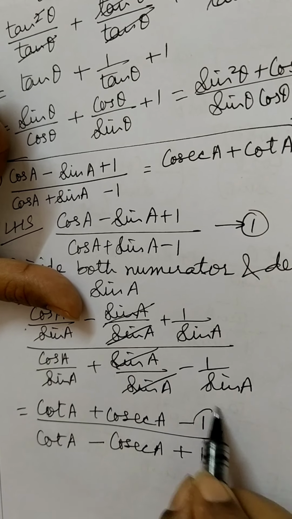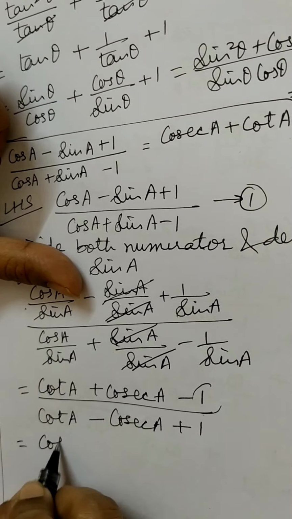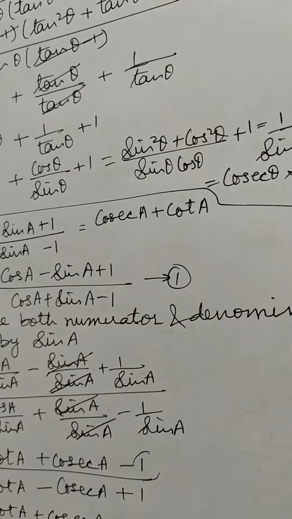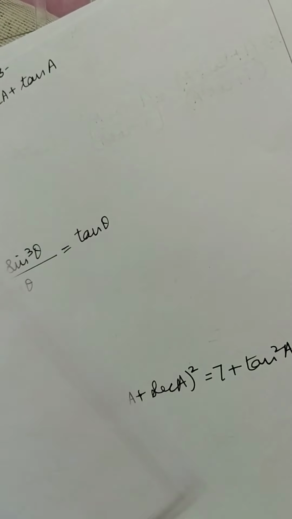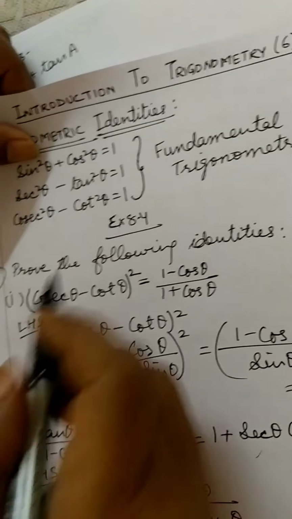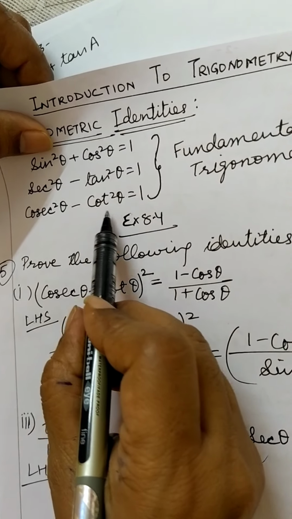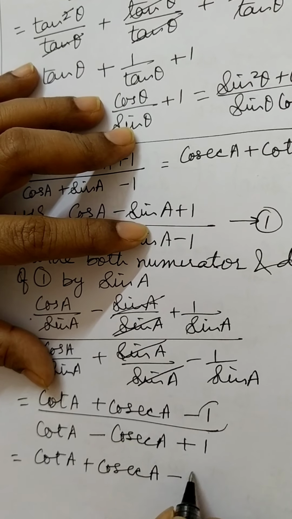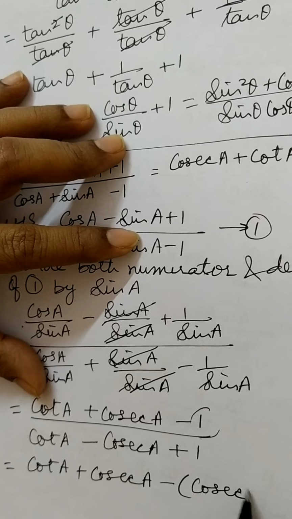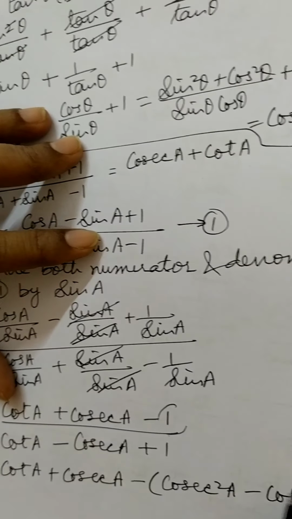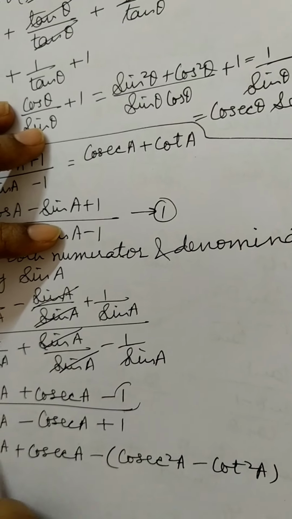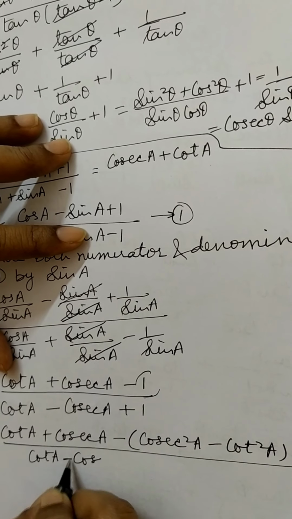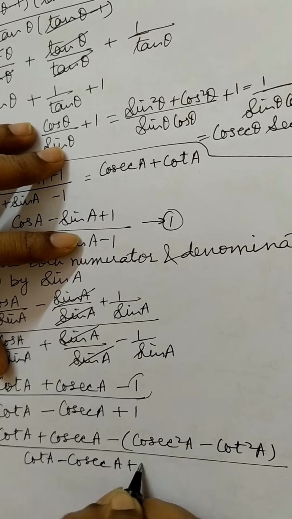Now this 1 we can write in terms of cot and cosec A, because cosec square theta minus cot square theta is 1. So that means in place of 1 we can write cosec square A minus cot square A, and the denominator as it is, cot A minus cosec A plus 1.